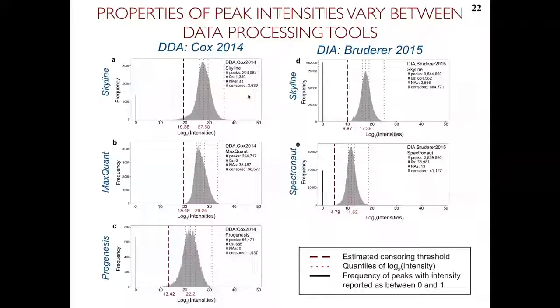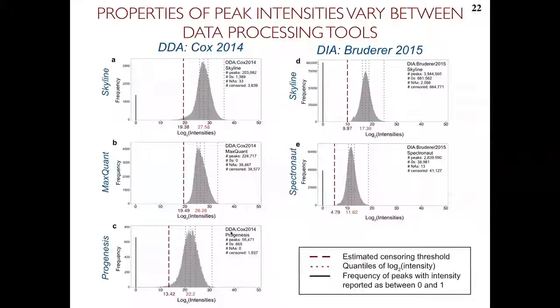Now, let's look more. I hope you can see from here. Skyline reports 203,000 peaks. MaxQuant reports 224,000 peaks. Progenesis reports 56,000 peaks, so an order of magnitude less. At the same time, if you look at zeros, MaxQuant has no zeros. Progenesis has 600 zeros. Skyline has 1,300 zeros. So again, different decisions in terms of what is zero or very close to zero values. On the other hand, let's look at the missing values. Skyline has 33 missing values. MaxQuant has 38,000 missing values. So a lot of variation.